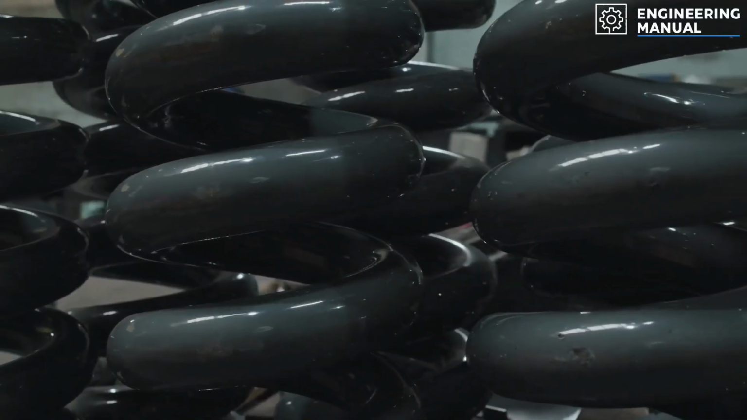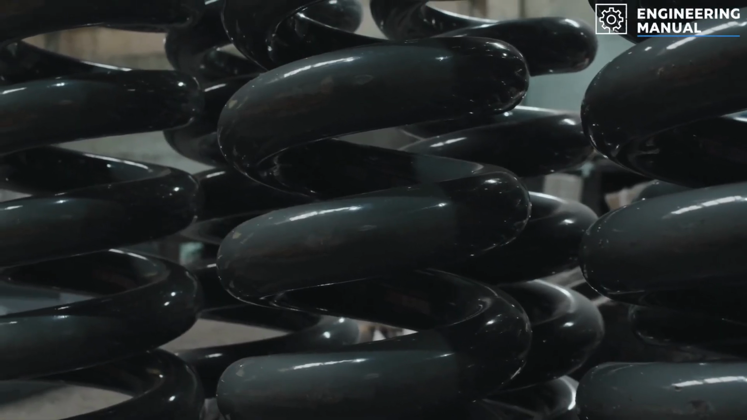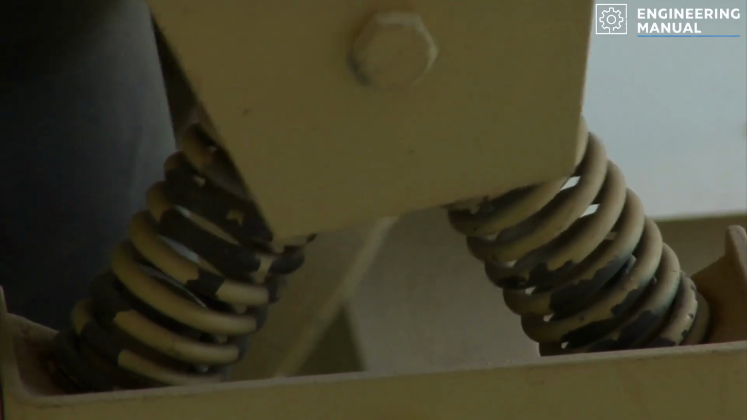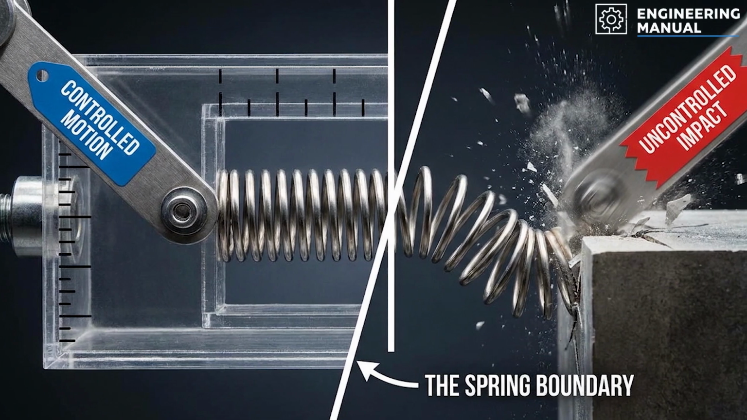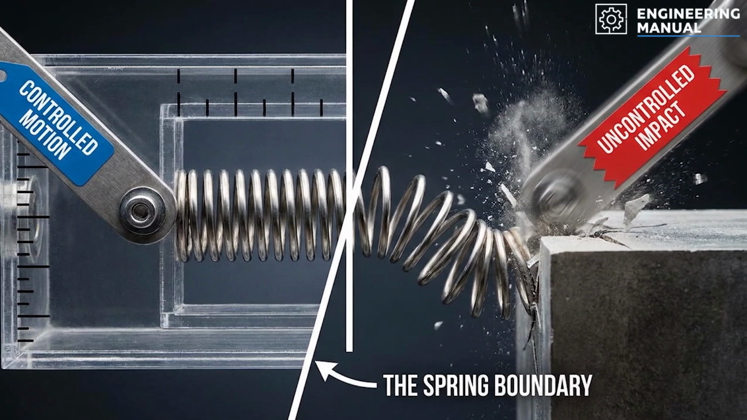But springs are not passive elements. They are force systems encoded in geometry. Their behavior determines how loads are distributed, how motion initiates and terminates, and how energy is stored and released under constraint. In practice, a spring often defines the boundary between controlled motion and uncontrolled impact.